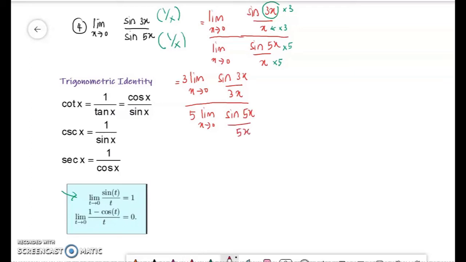So following the property, this one over this one will equal 1. This one also will equal 1. So write down 3 times 1 over 5 times 1. So you will get 3 over 5. So this is your final answer. So look at another example.